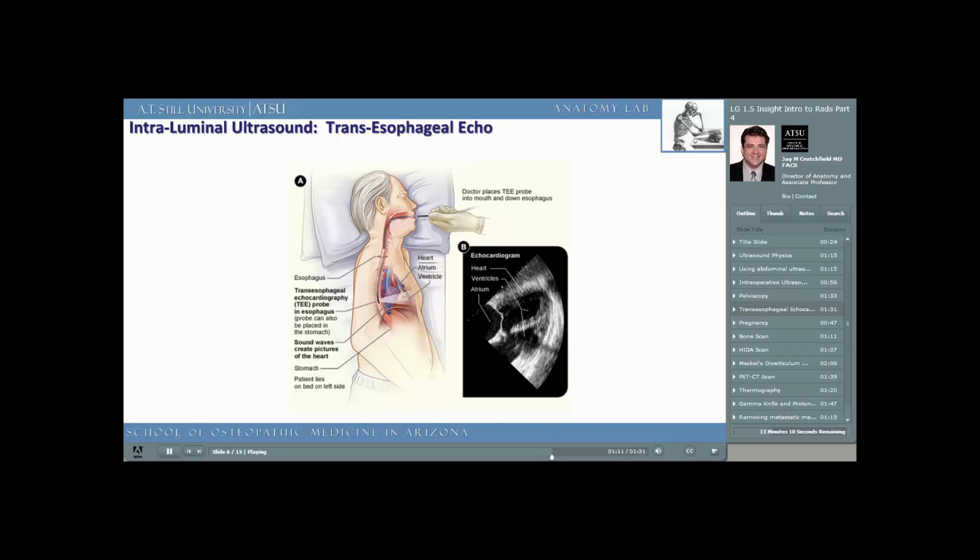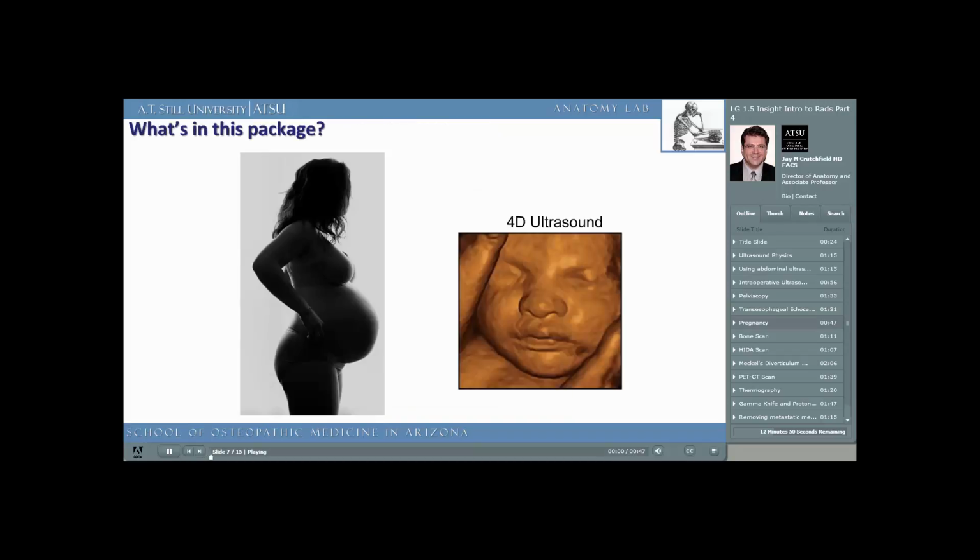Or number 3, transesophageal echocardiography, or coronary angiography, or maybe even 5, a CT or MRI angiogram, i.e. MR angio or CT angio. However, the best images will be obtained through transesophageal echocardiography. It goes without saying, we know what's supposed to be in this package.